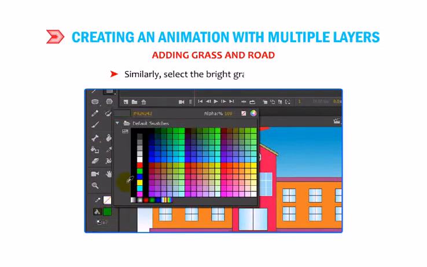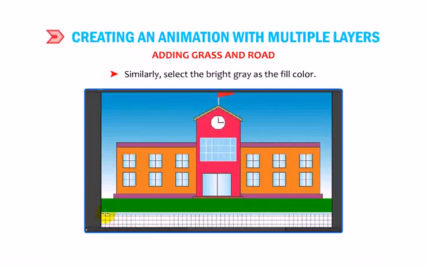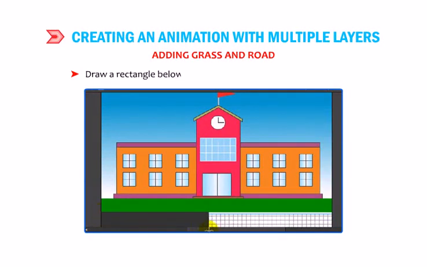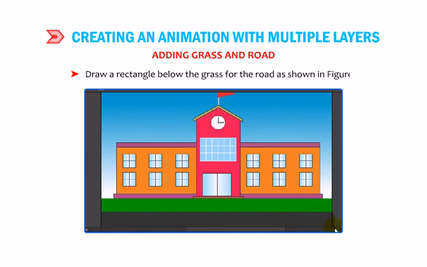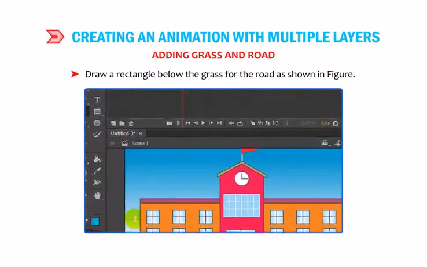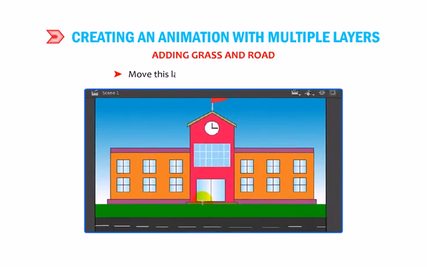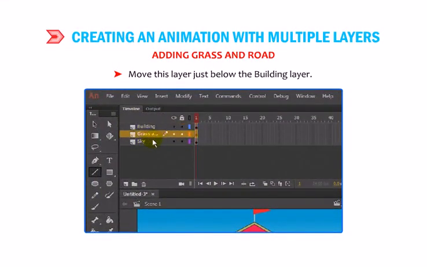Similarly, select the bright gray as the fill color. Draw a rectangle below the grass for the road as shown in figure. Move this layer just below the building layer.